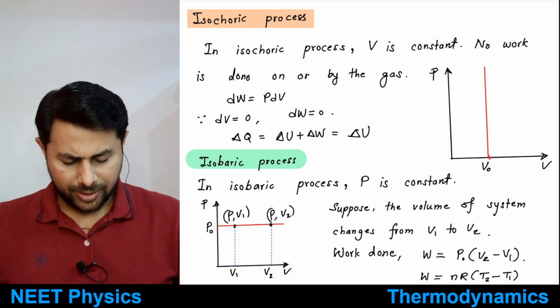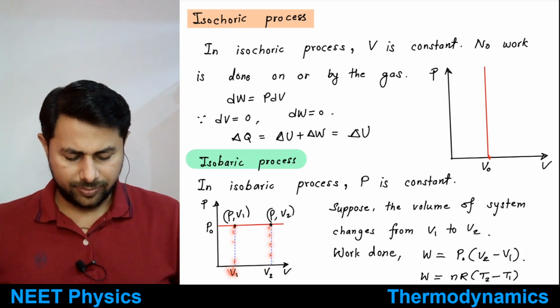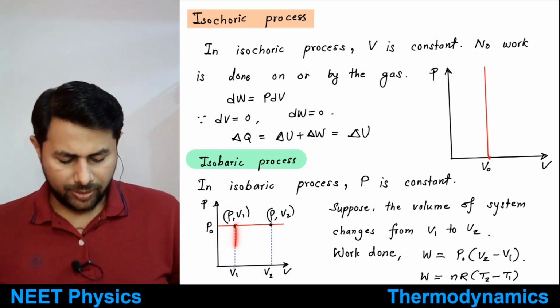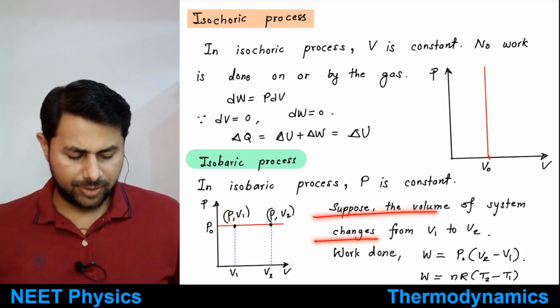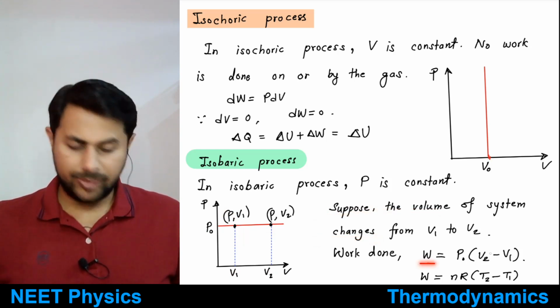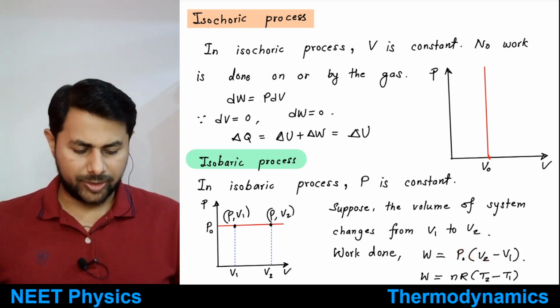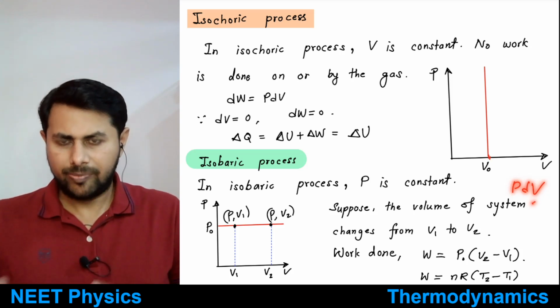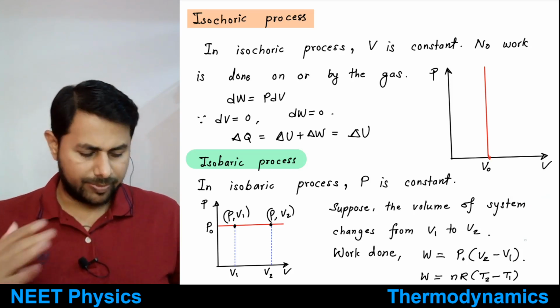And then suppose initial volume is V1, final volume is V2, okay. Initial volume is V1, final volume is V2, the pressure is constant, suppose pressure is P, then how much would be the work done in this process? So work done can be very easily written in this process. Work done would be just equal to P multiplied by (V2 minus V1), okay, because work done is equal to what? Integration of P dV from V1 to V2, and pressure is constant, so you can just move the pressure outside.